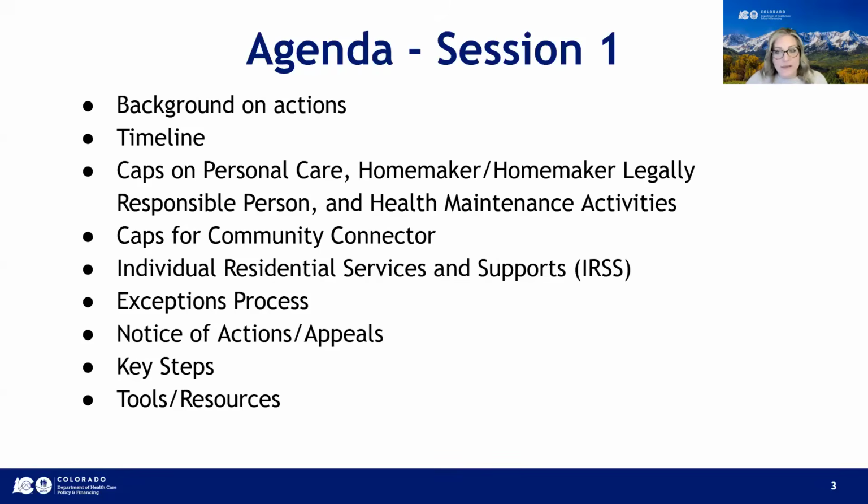We'll cover details about the new caps for personal care, homemaker, HMA, legally responsible persons, community connector, IRSS, and the exceptions process. We'll also look at the notice of action requirements. We'll leave you with key steps and tools and resources to help you along the way.